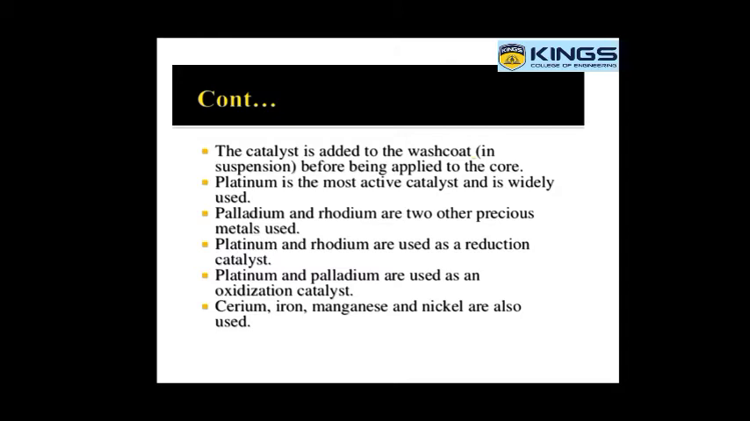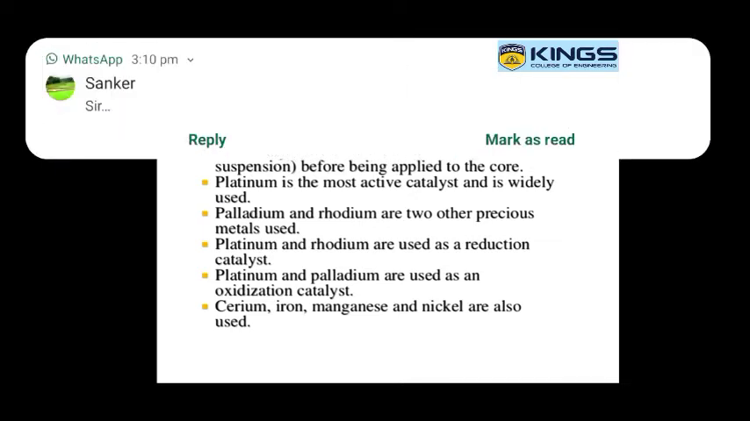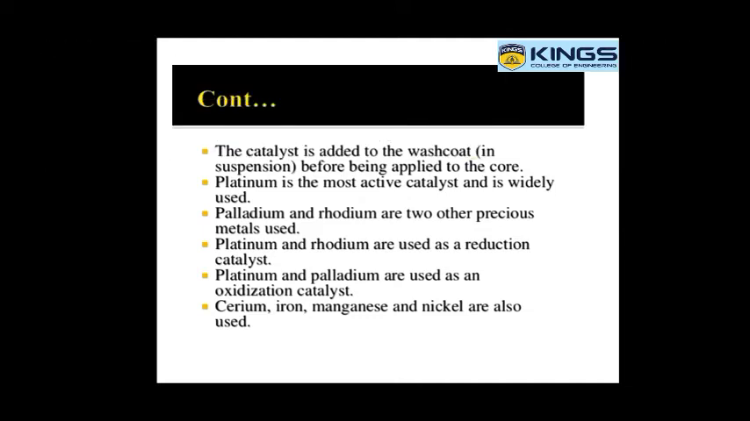Platinum is the most active catalyst and is widely used. Platinum and rhodium are two other precious metals. Platinum and rhodium are used as reduction catalysts. Platinum and palladium are used as oxidation catalysts. Cerium, magnesium and nickel are also used.